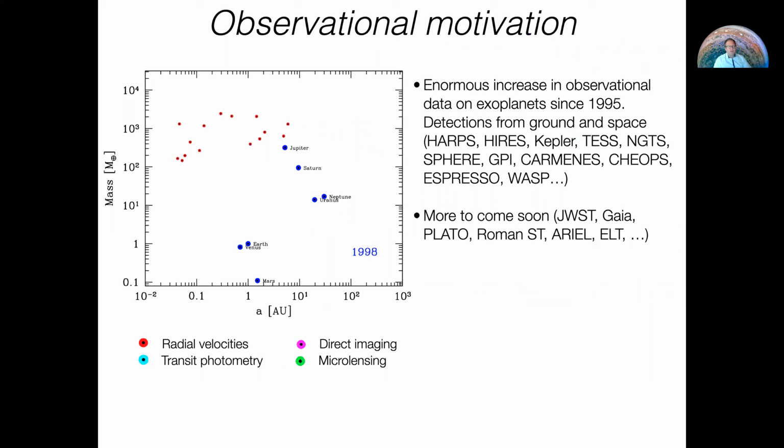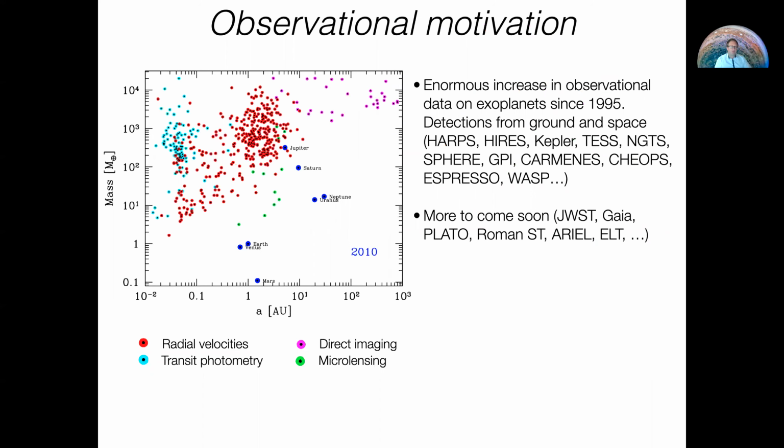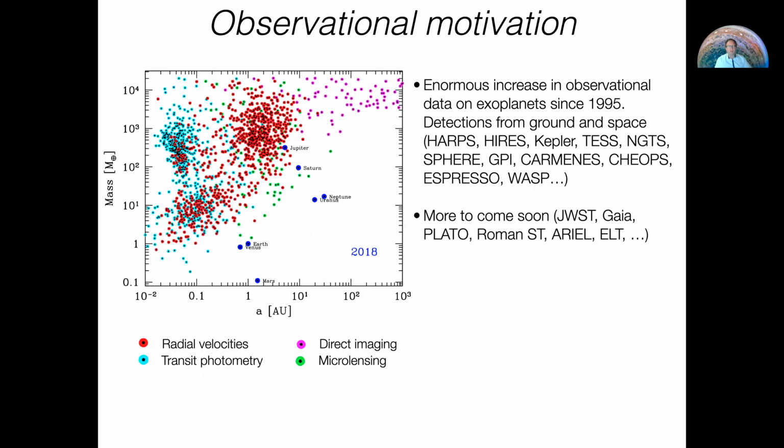And since then, you can see this enormous increase in observational data on exoplanets, which comes from detections both from the ground and from space, from all these different missions, and also many more that I have indicated here. And in the future, even much more is going to come pretty soon, and we're going to hear about that at the very end of this talk.